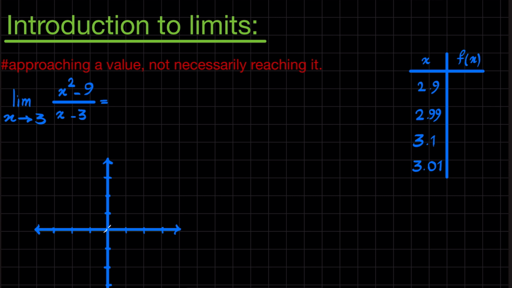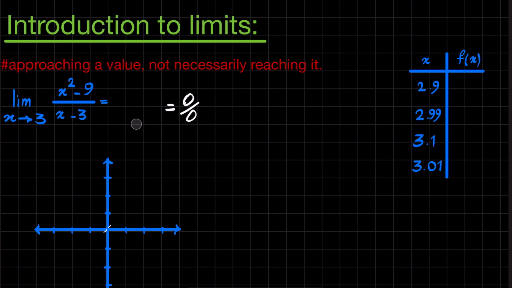we're going to get x squared minus 9 over x minus 3 as the limit as x is approaching 3. At first we could just directly substitute the 3 and we're going to see that it's going to be 3 squared minus 9 over 3 minus 3, which is going to be 0 over 0. And the answer is going to be undefined.